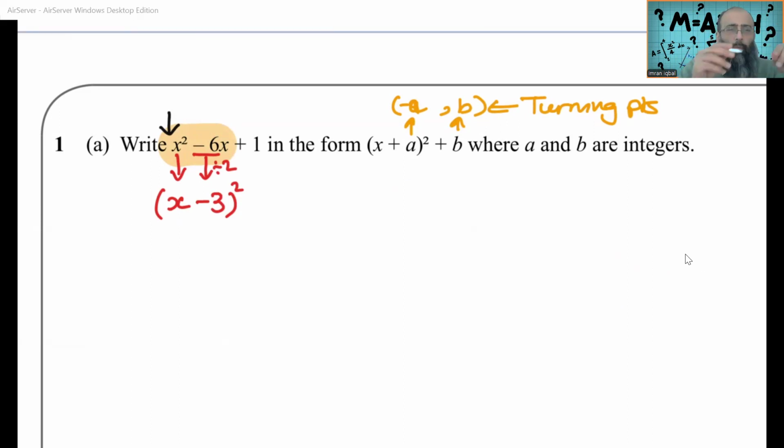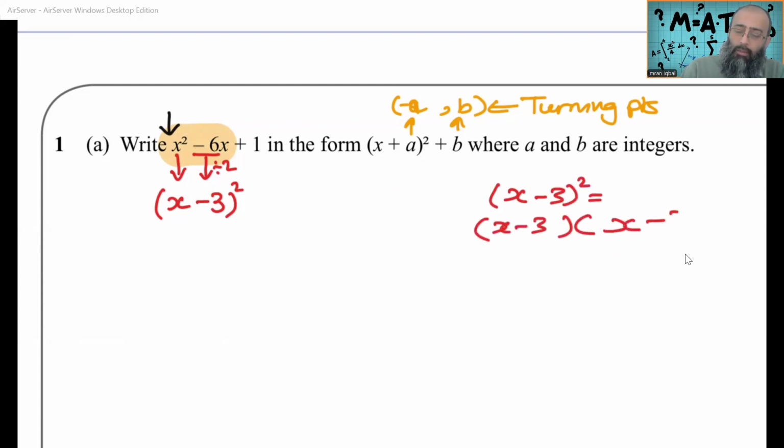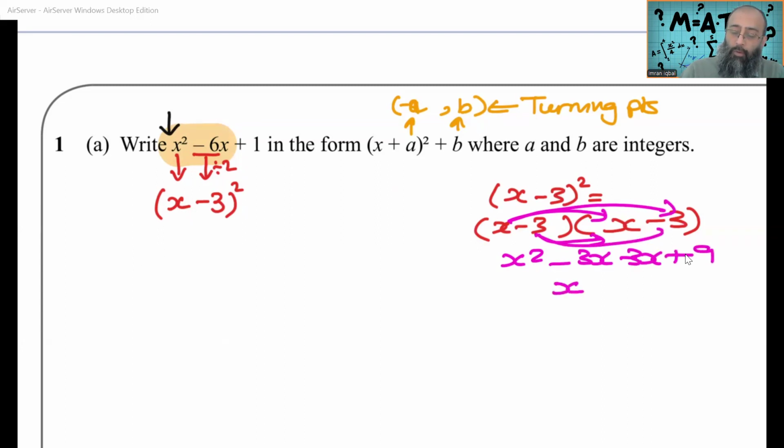But when we expand that, we will get back the x squared and the minus 6x, but we'll have something extra. So we need to adjust for that. Let's go to one side. x minus 3 squared is equal to x minus 3 times x minus 3, which will give us x squared minus 3x minus 3x and plus 9. If we simplify, that gives us x squared minus 6x plus 9.